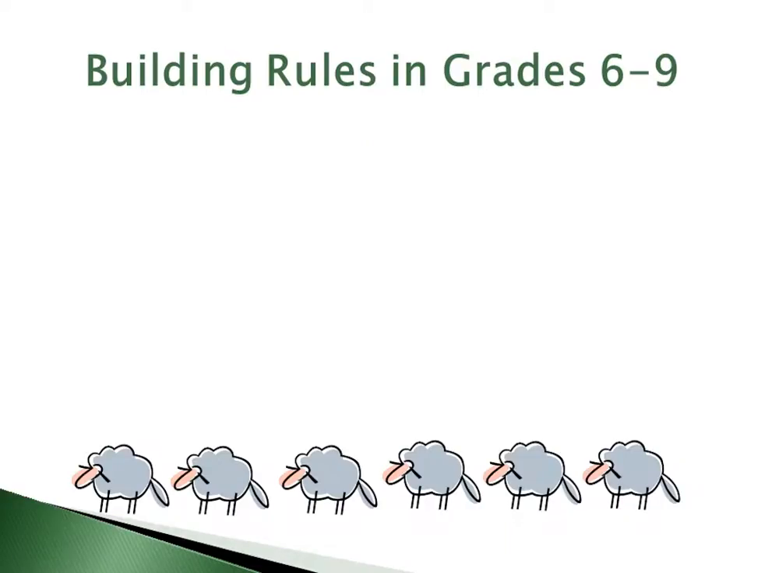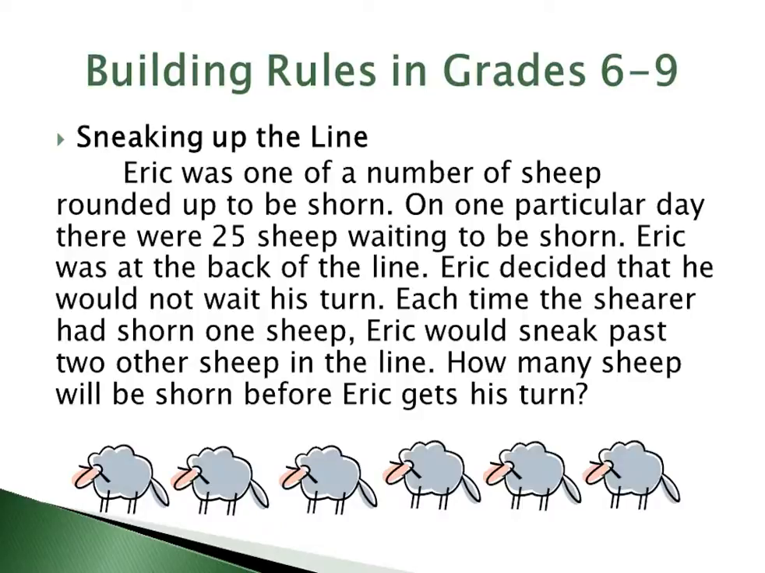Here's another task that can be used to elicit the building rules habit of mind. Eric was one of a number of sheep rounded up to be shorn. On one particular day, there were 25 sheep waiting to be shorn. Eric was at the back of the line. Eric decided that he would not wait his turn. Each time the shearer had shorn one sheep, Eric would sneak past 2 other sheep in the line. How many sheep will be shorn before Eric gets his turn?